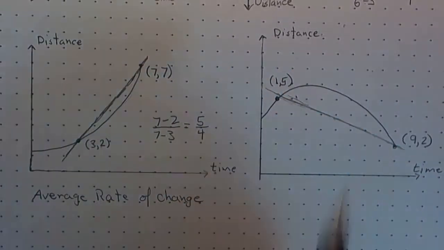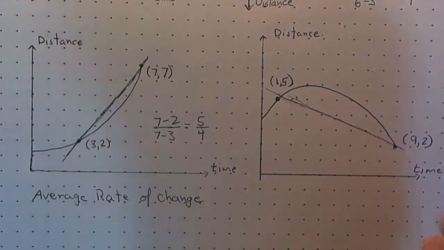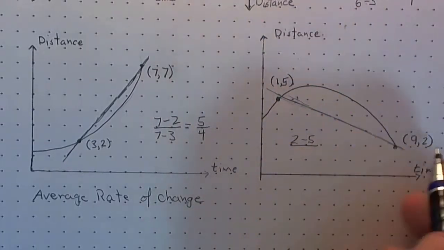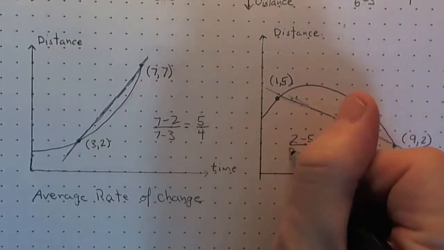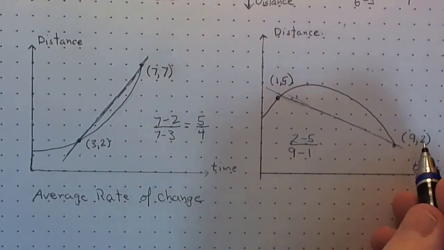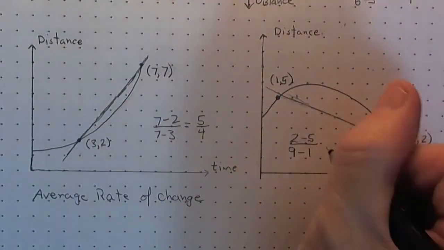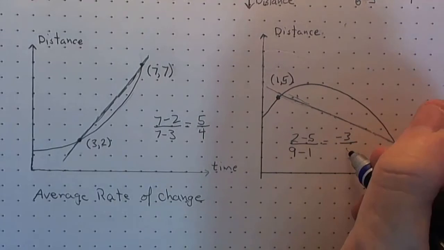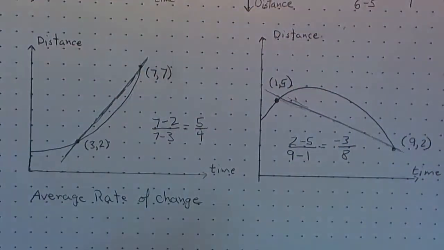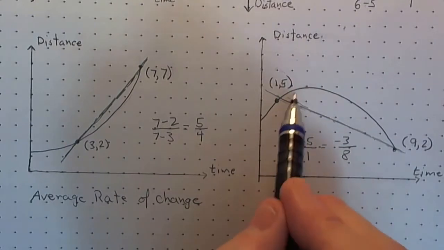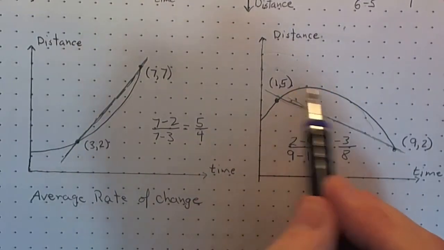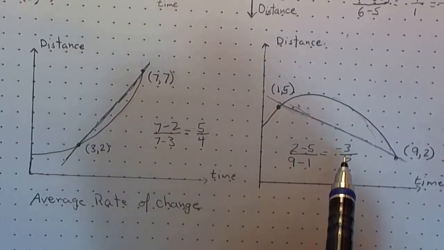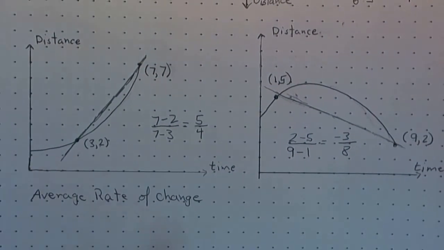Okay? So let me draw a little line between here and let me get the slope. Remember, change in y's, 2 minus 5 over 9 minus 1. See? 2 minus 5 over 9 minus 1. Now let's see what that's going to be. That's going to be negative 3 over 8. So it looks like my velocity there, because the curve is mainly decreasing over here, increases a little bit, mainly decreasing, the average velocity was negative. It was negative 3/8 of a mile per hour.